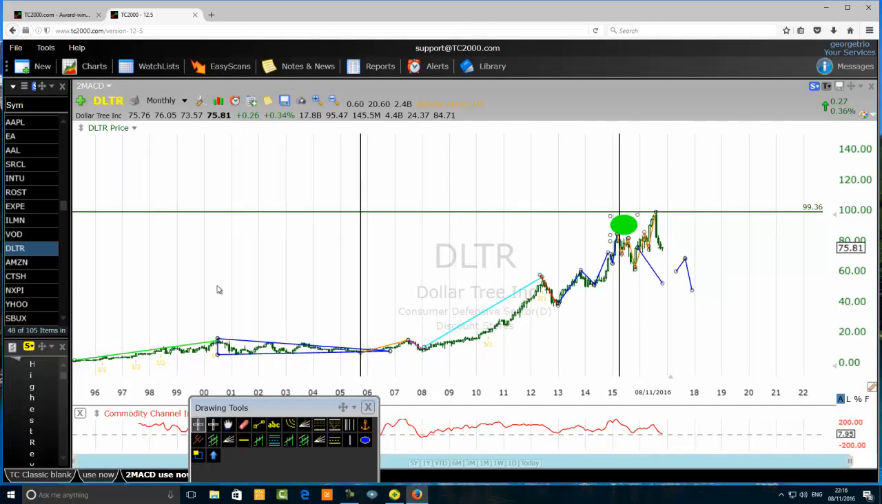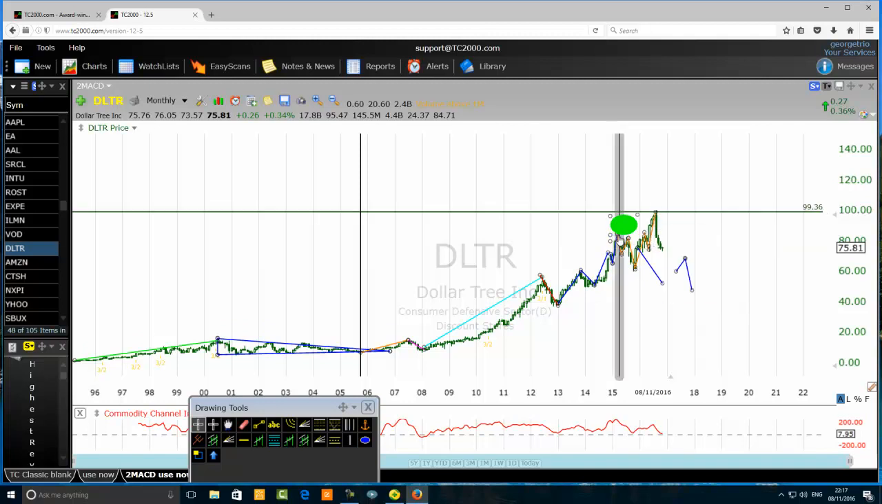All right? So first wave, second wave is a triangle. That's what we call a horizontal triangle. All right? 1, 2, 3, 4, 5. This is clear. This is an impulse wave forming a new higher high. All right? But this from 1, 2, 3 is not an impulse wave.